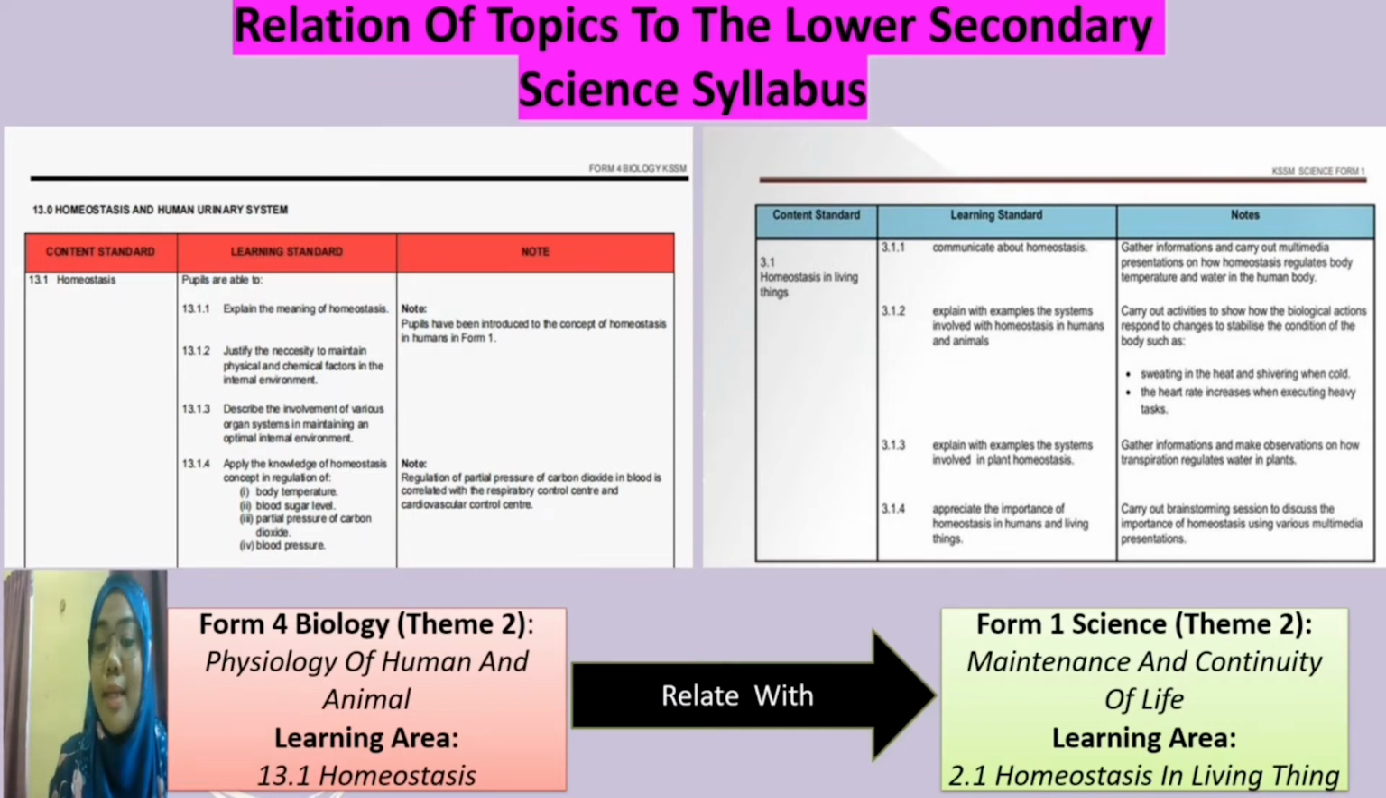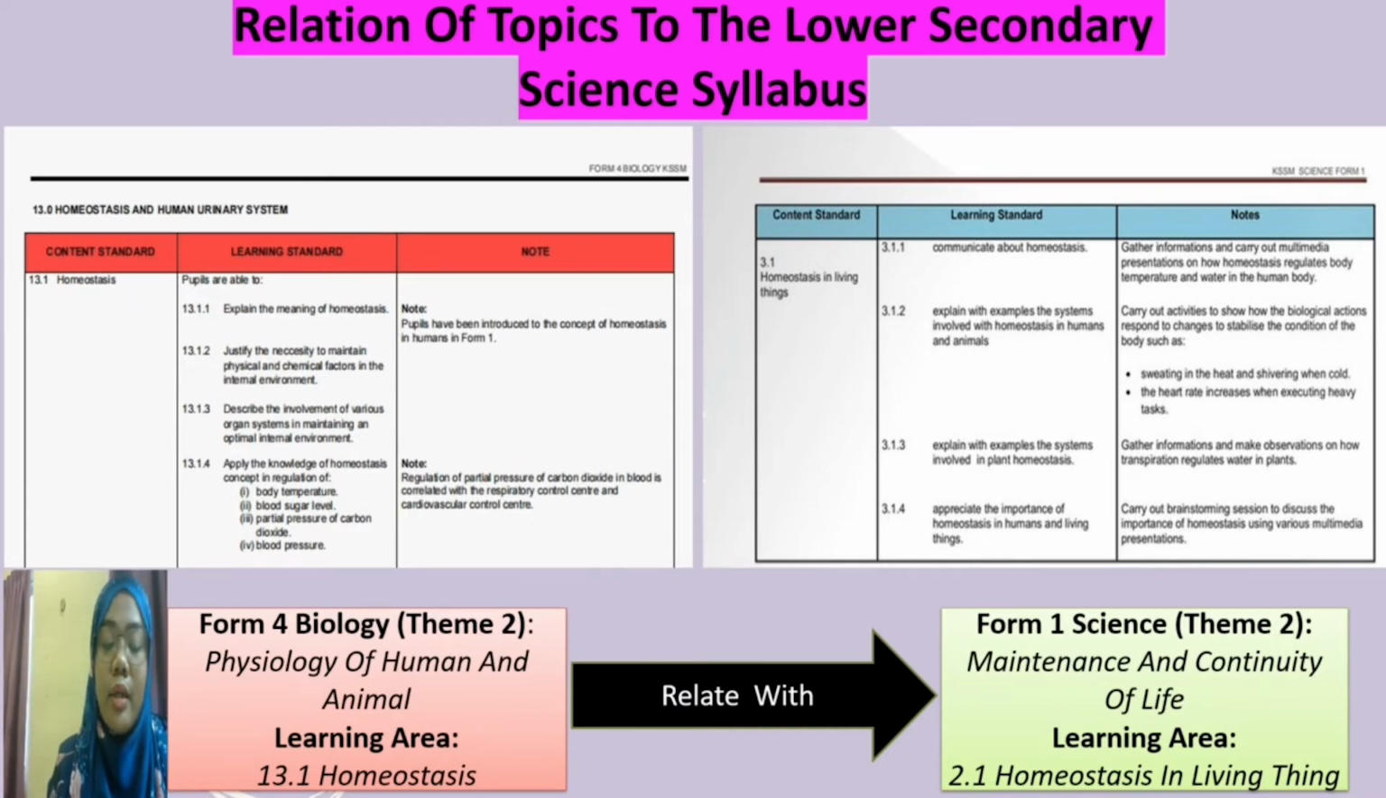Students are also able to explain with examples the systems involved with homeostasis in humans and animals. Besides, students are also able to explain with examples the systems involved in plant homeostasis. And lastly, students are also able to appreciate the importance of homeostasis in humans and living things.